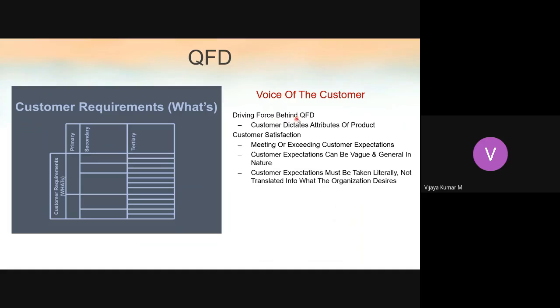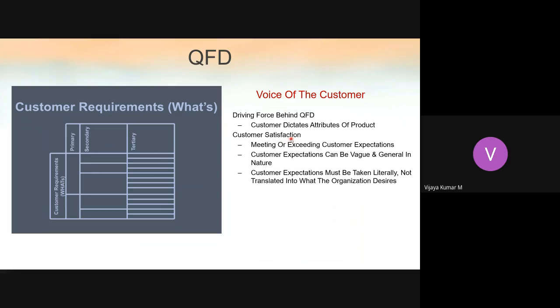The driving force behind QFD is that the customer dictates the attributes of the product. For example, for some product, he will mention, I need it aesthetically beautiful, I need this much strength, I need the product within so and so amount of time. Those are the customer requirements. Depending upon these, we have to generalize whether it is a primary requirement or a secondary requirement, right?